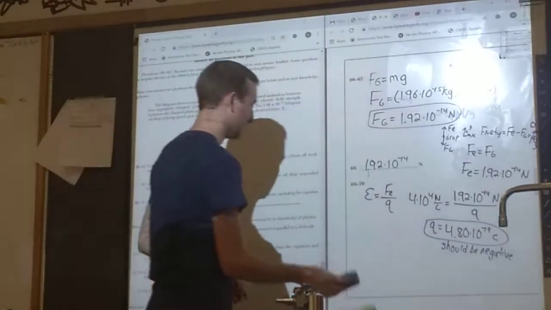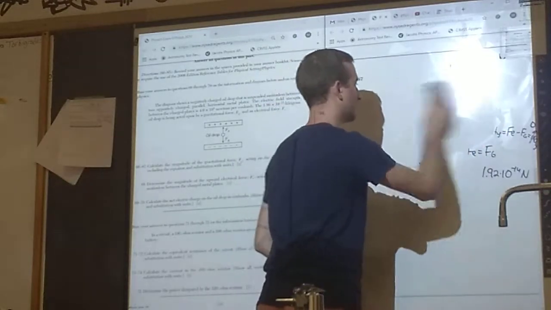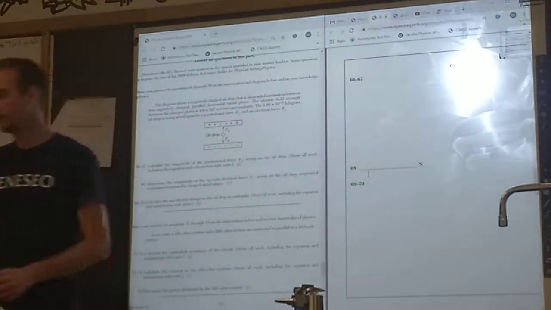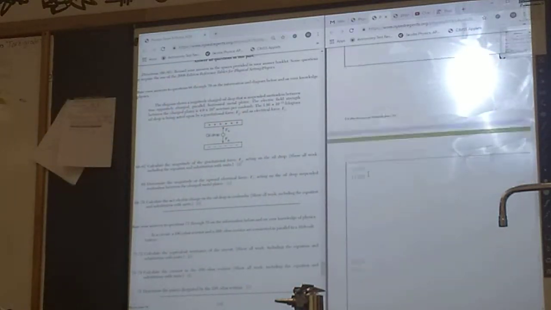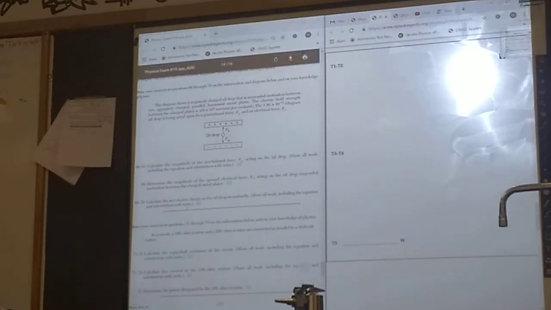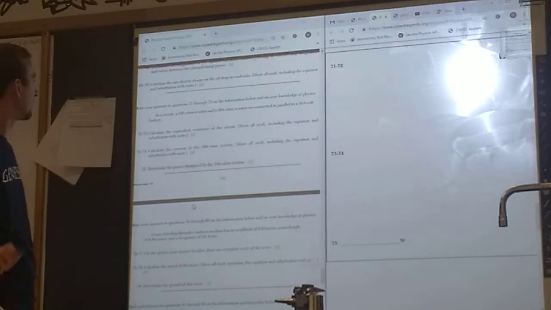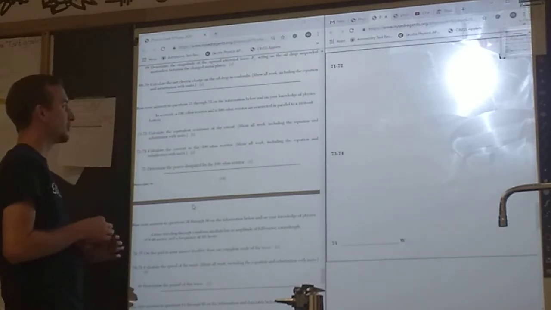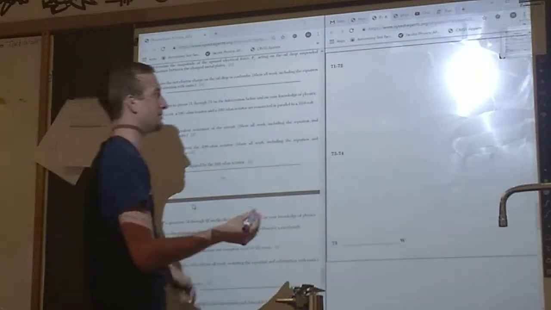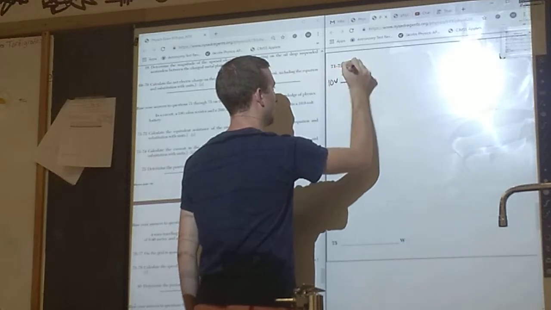Let's move on to 71 through 75. Okay, this is another electricity question. In a circuit, a 100 ohm resistor and a 200 ohm resistor are connected in parallel to a 10 volt battery. So off the bat, I'm just going to draw a picture of this. Okay, that usually helps. 10 volt battery.